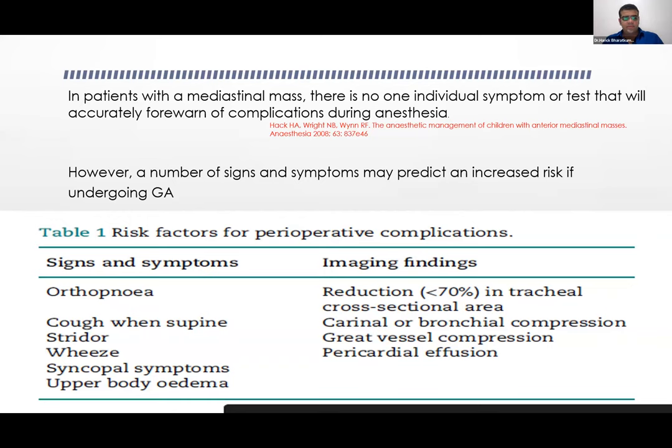Signs and symptoms include orthopnea, cough when supine, stridor, wheeze, syncopal symptoms, and upper body edema. And in imaging, if there is a reduction of more than 70% in the tracheal cross-section, carinal or bronchial compression, great vessel compression, and pericardial effusion. If these are present in the patient, there's an increased risk in patients undergoing general anesthesia.